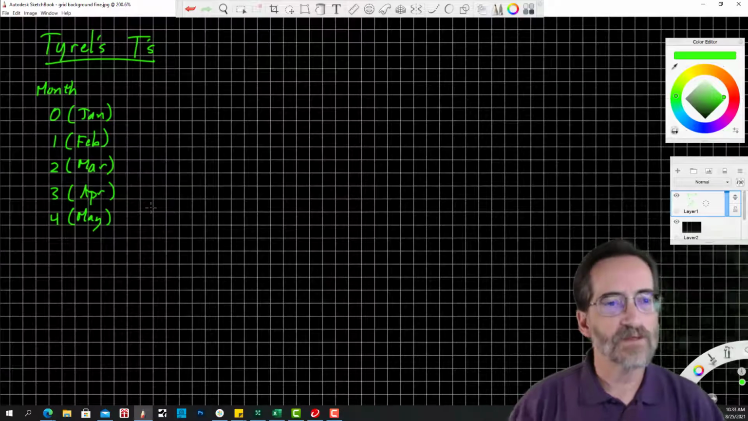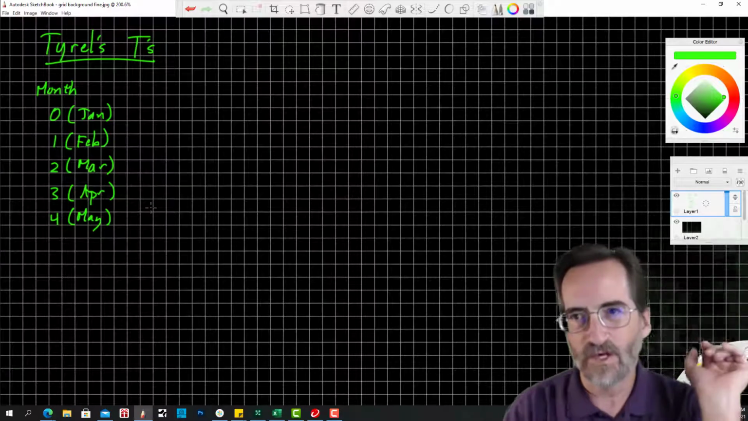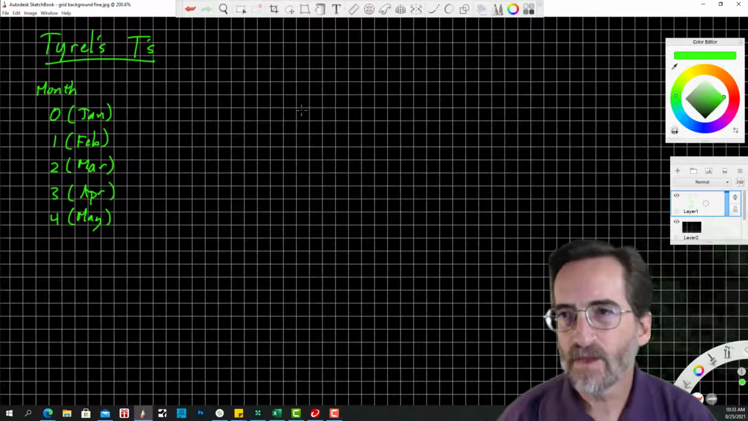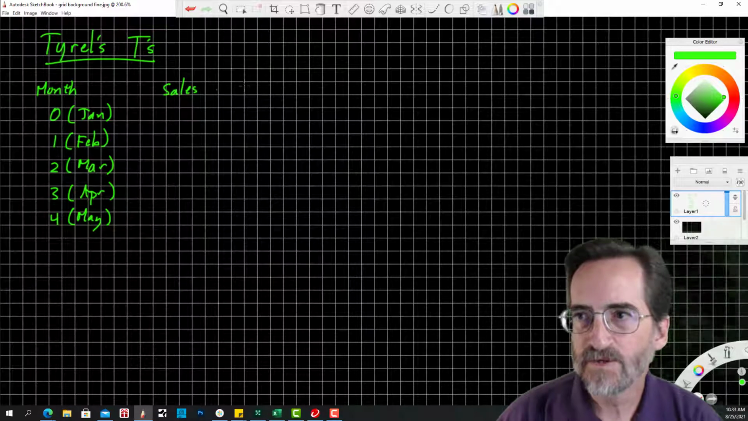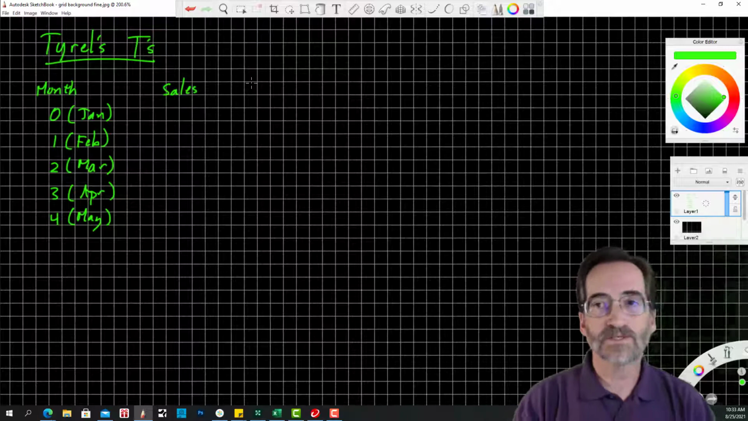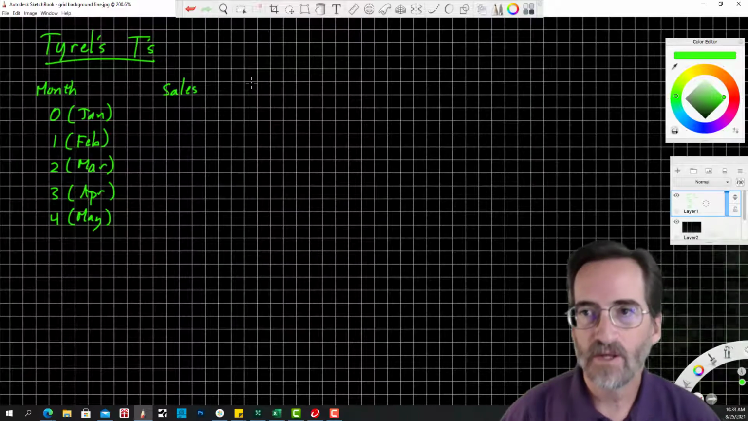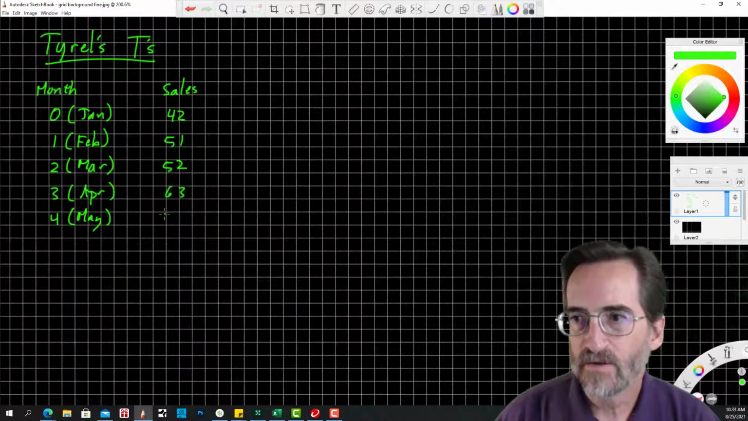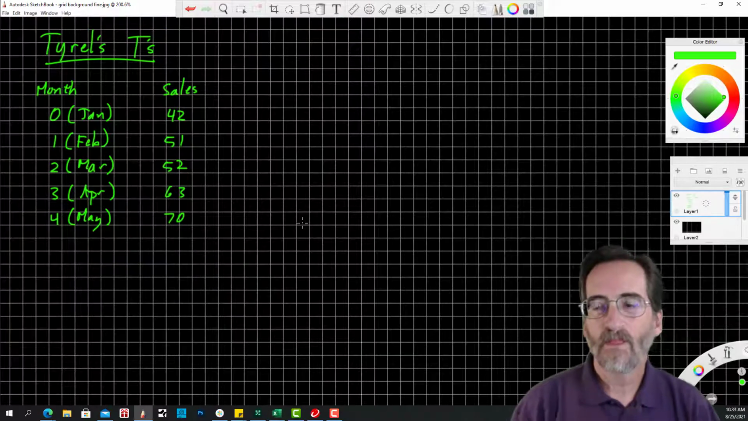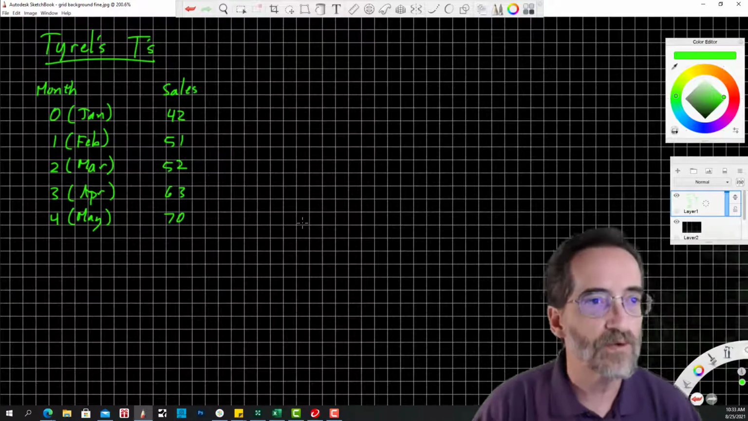I'm going to keep it fairly simple by keeping the amount of data we're working with small. Okay, and then we're going to have sales. And we're just going to list the number of tees that were sold in that given month. So in January, we sold 42 t-shirts, 51 in February, 52, 63, and 70. Okay, so those are my sales for those given months.